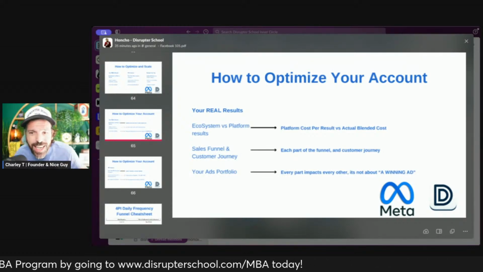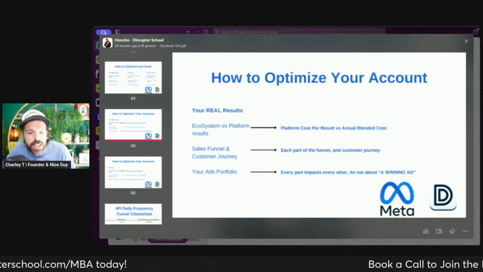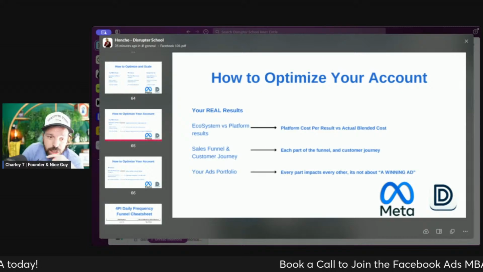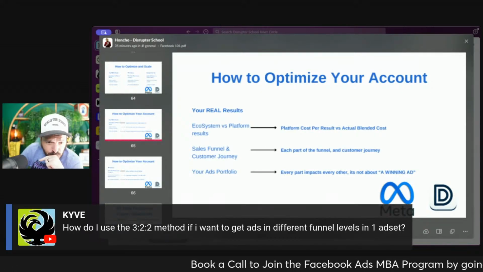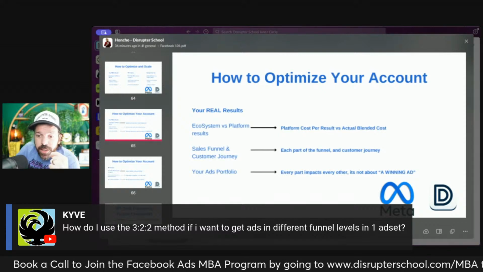So let's understand the ads portfolio. And that's what we're really going to dive into. I see you got some questions over here. So actually, let's pull this up real quick. Okay. How do I use 322 method if I want to get ads in different funnel levels in one ad set?